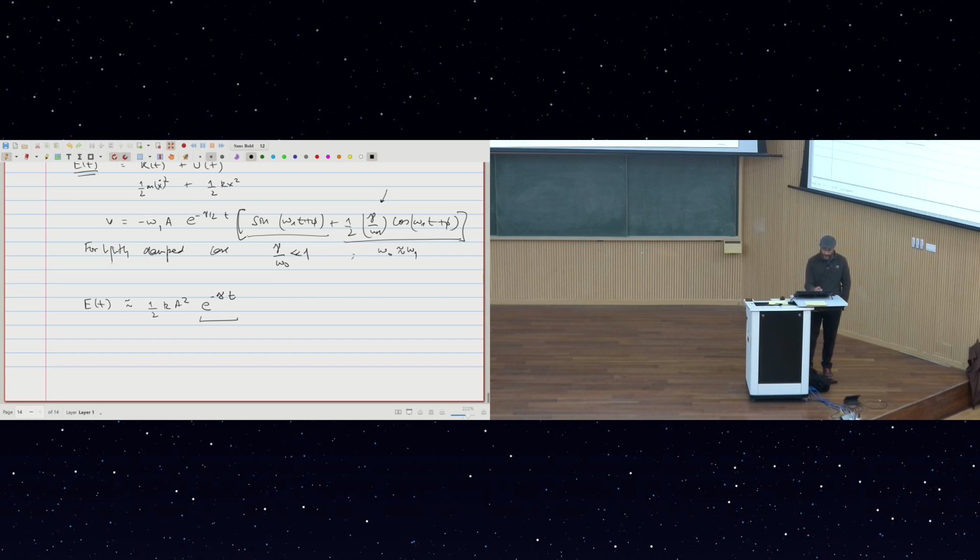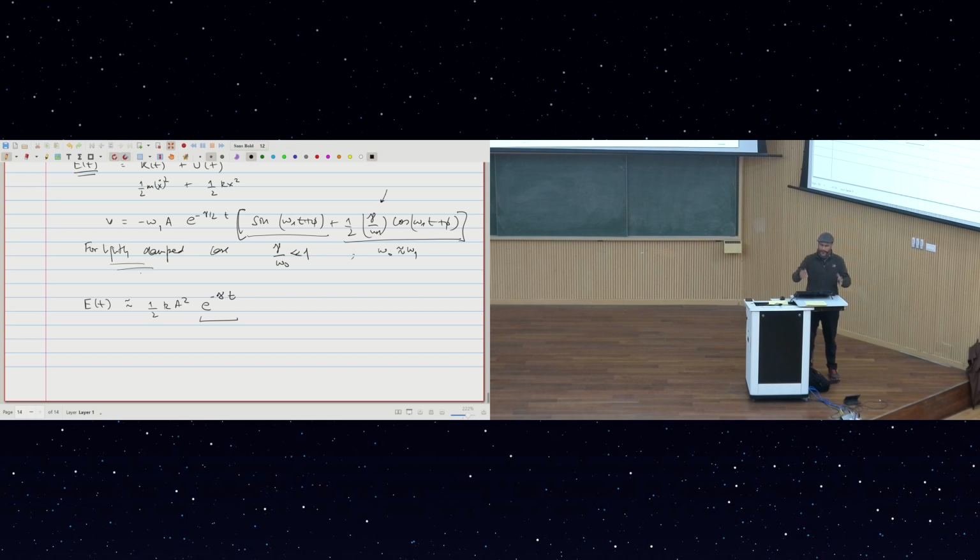because gamma is small. So this is for a lightly damped case, when gamma is much smaller than omega naught, and since omega naught and omega 1 are also approximately equal, gamma is much smaller than omega 1 as well. So this is what the energy is. This is what we wanted to find: how does energy change with time? It's very important. We would want to know that for a given system.